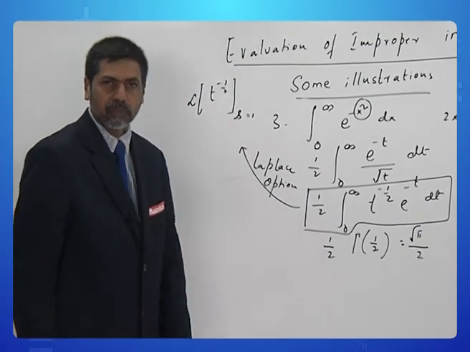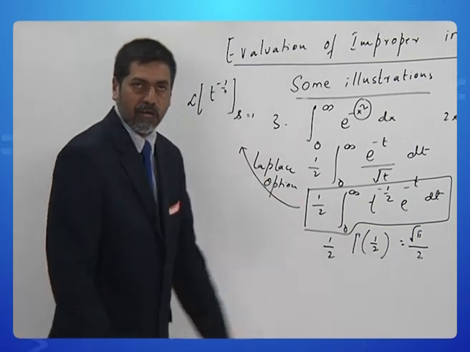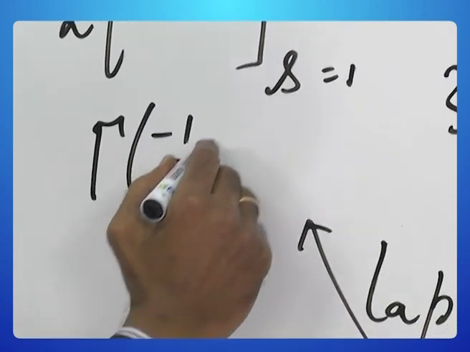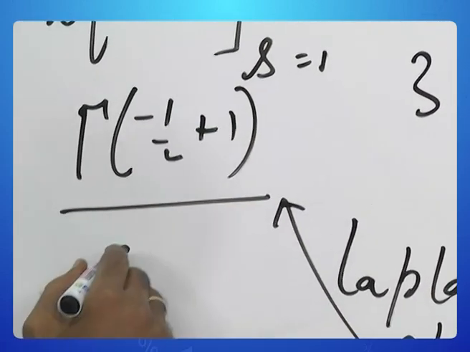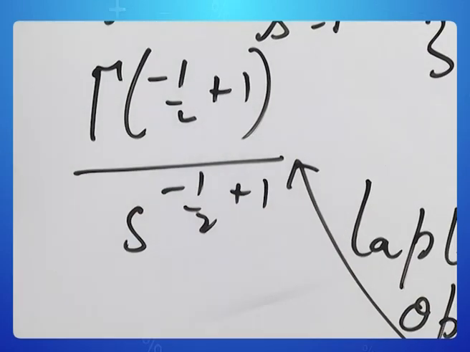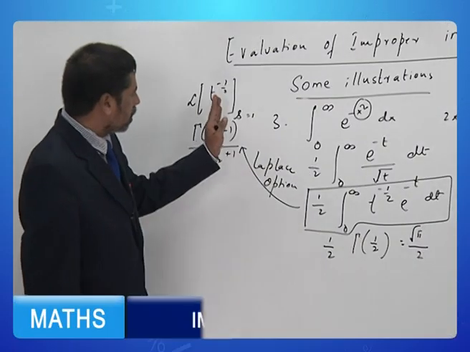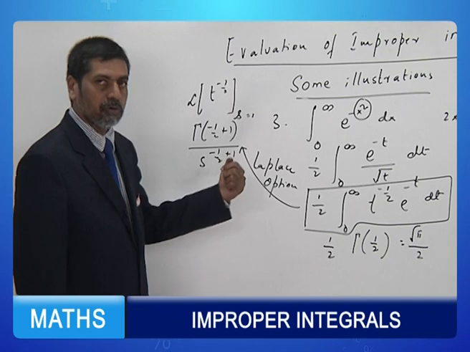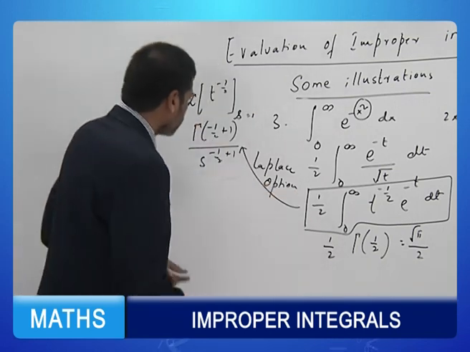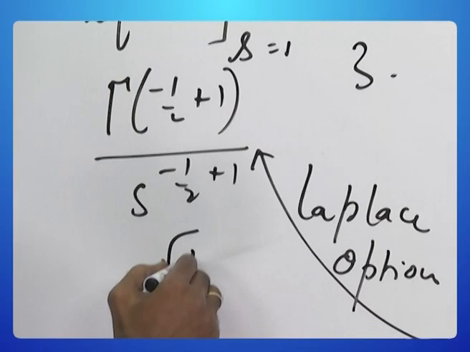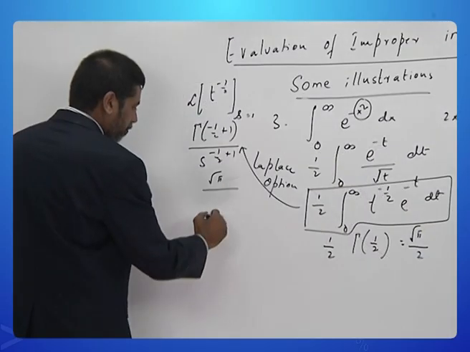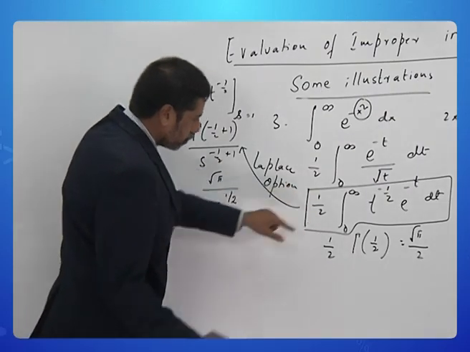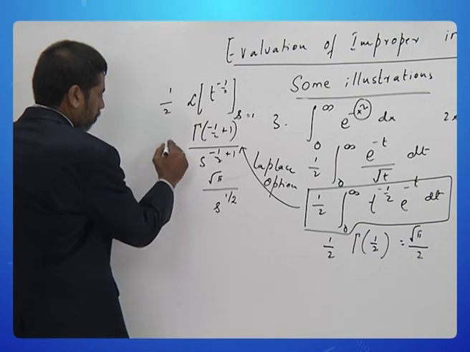So what we do is we write it as Laplace transform of t power minus half evaluated at s is equal to 1. So the Laplace transform of t power minus half is gamma of minus half plus 1 by s to the power of minus half plus 1, right? Because the Laplace transform of t power n for fractional powers is gamma n plus 1 by s to the power of n plus 1. So if that is the case, this is gamma half, so it is square root of pi divided by s to the power of half. And let us not forget there is already a 1 by 2 here, so I have to multiply with 1 by 2.